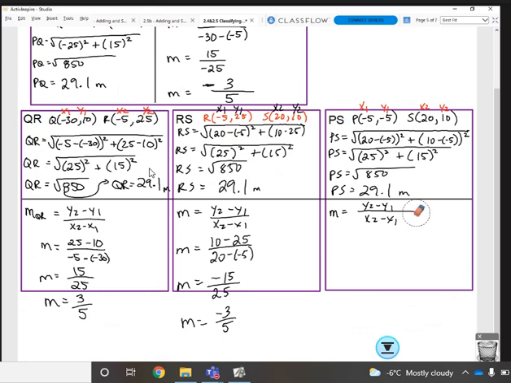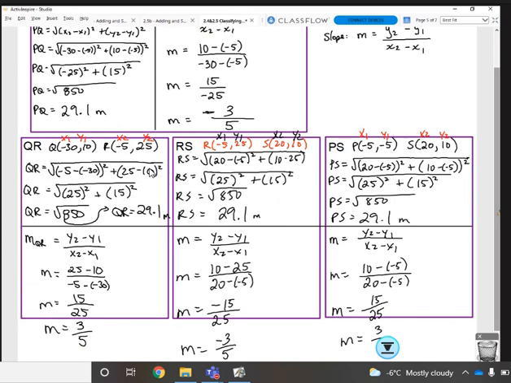Why did that go so much? Okay, m equals y2, 10 minus negative 5 over 20 minus negative 5, which is 15 over positive 25, which is 3 over 5. Now, that is a ton of work. I know. I'm with you.